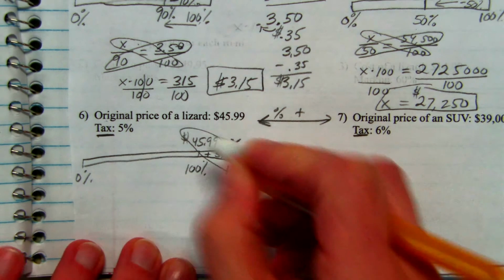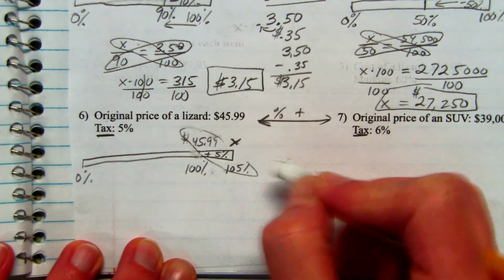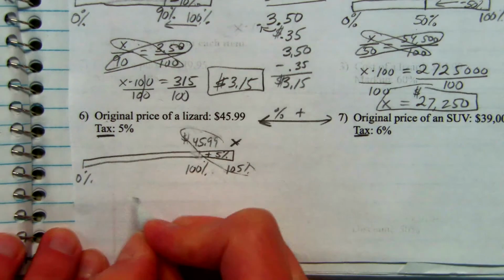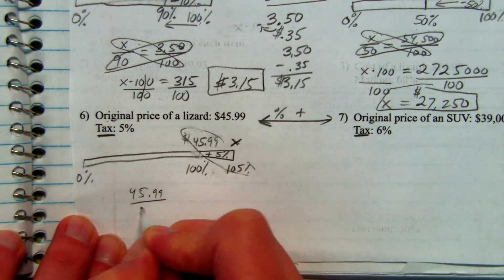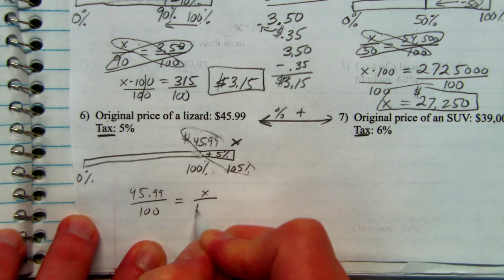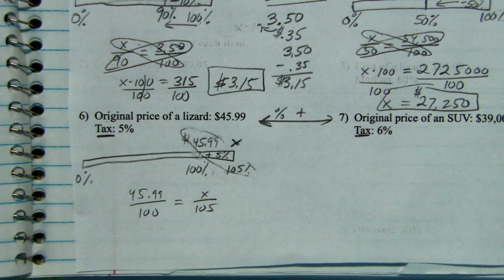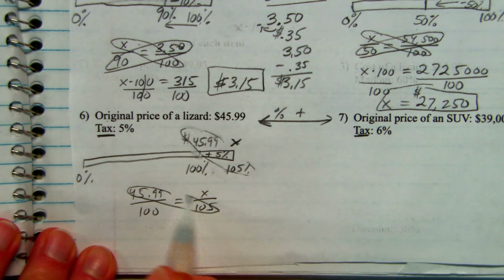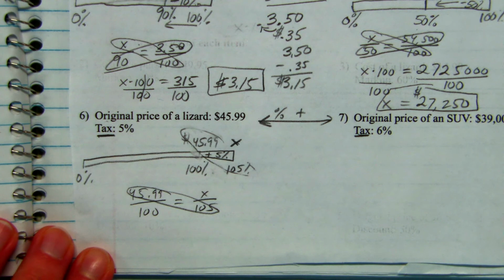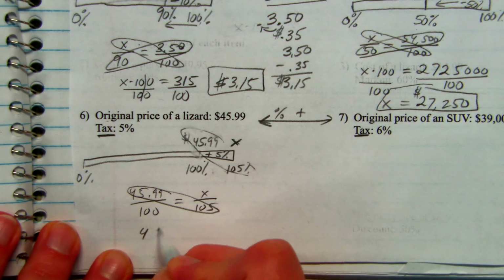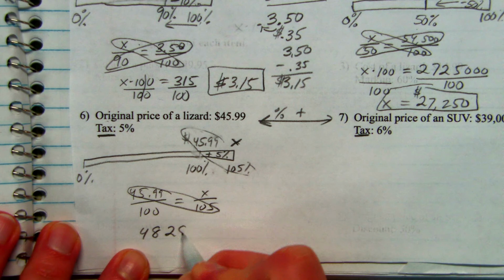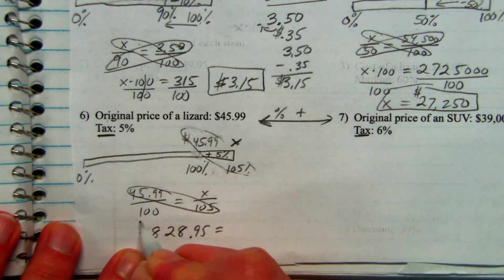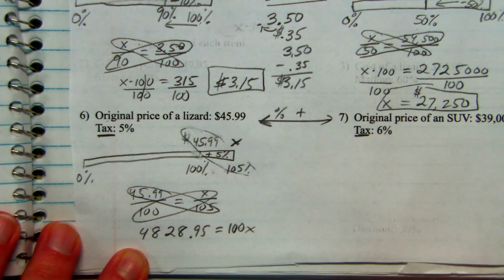So, I started cross multiplying here instead of setting up the proportion, which you could do, totally. So $45.99 over 100 equals X over 105. This is where I should start actually crisscrossing. So if we take this times this, 45.99 times 105. I did that on my calculator. I got 4,828.95. And then that equals 100x.